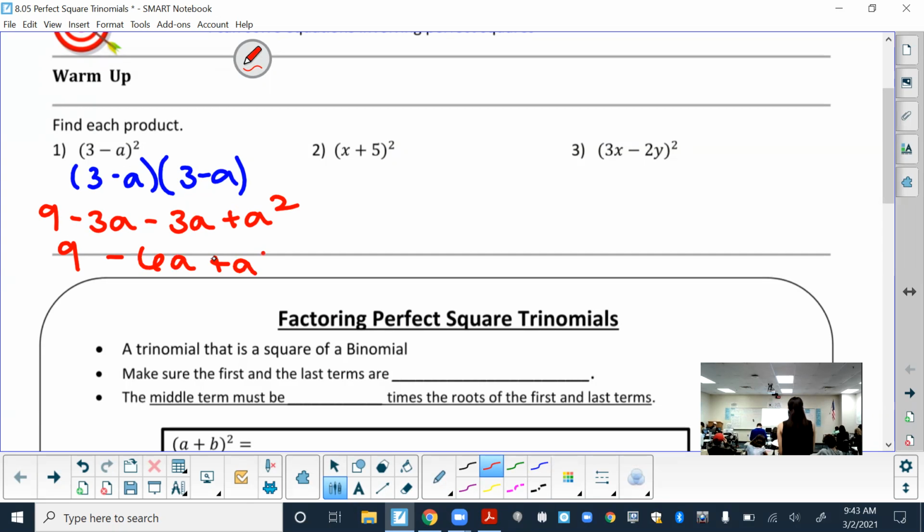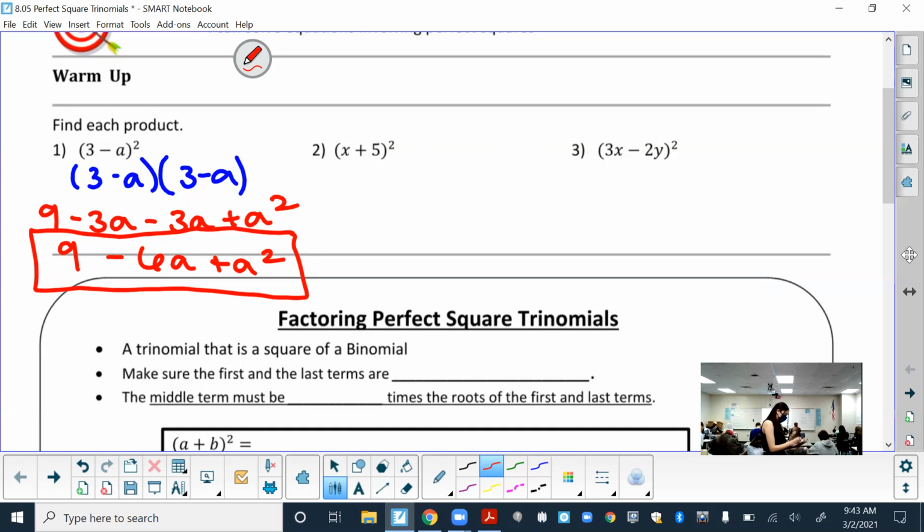9 minus 6a plus a squared. All right, now the directions don't say to put it in standard form, but if you did, good job. We'll just leave it right here. Just make sure to read the directions if it wants it in a particular form. But good job.